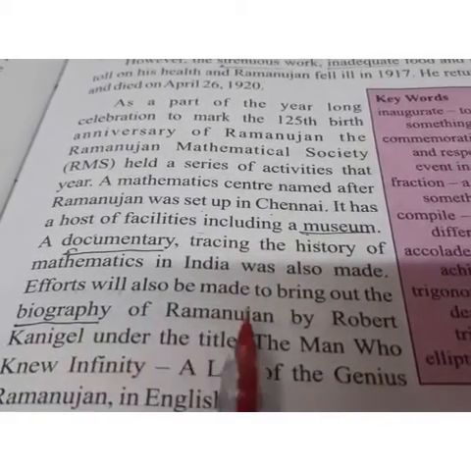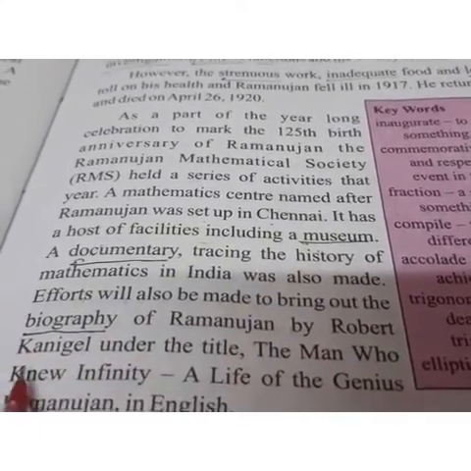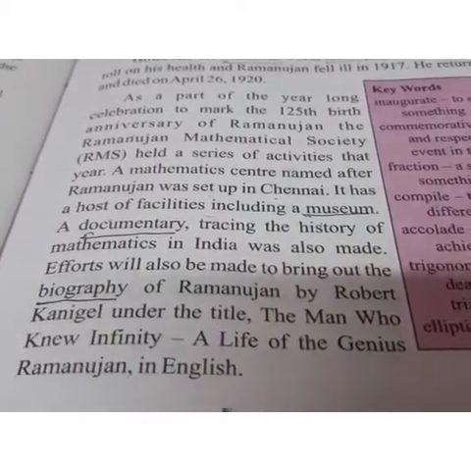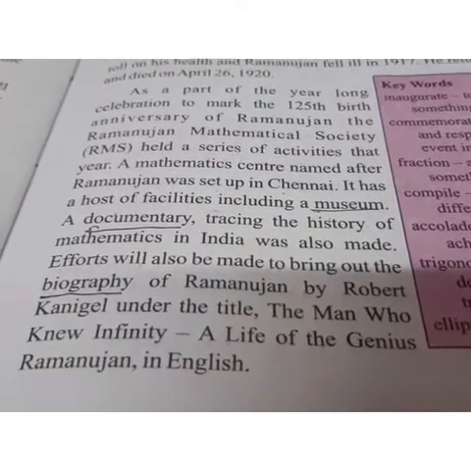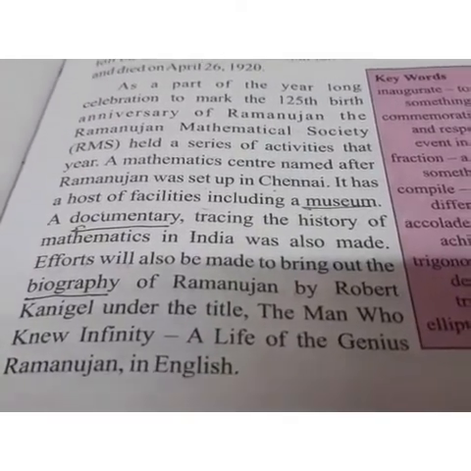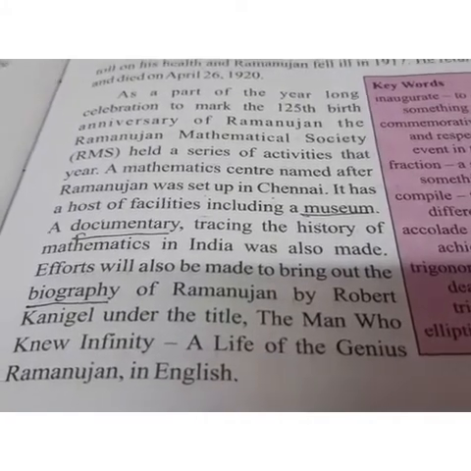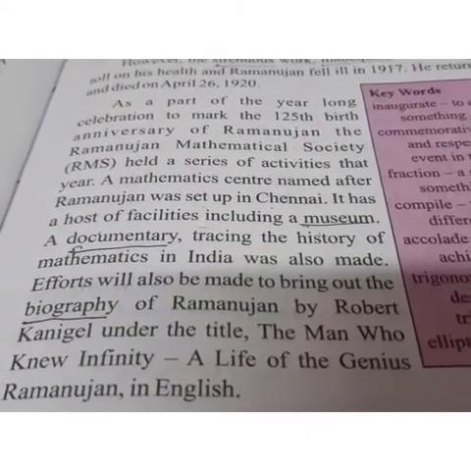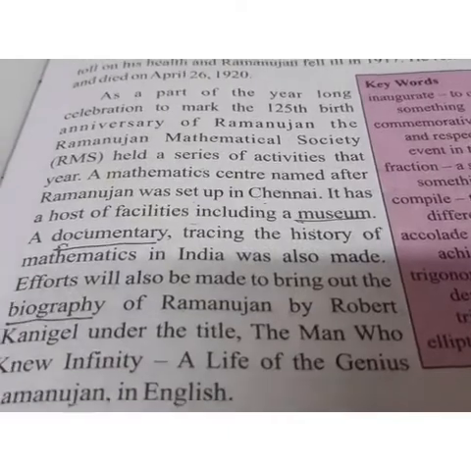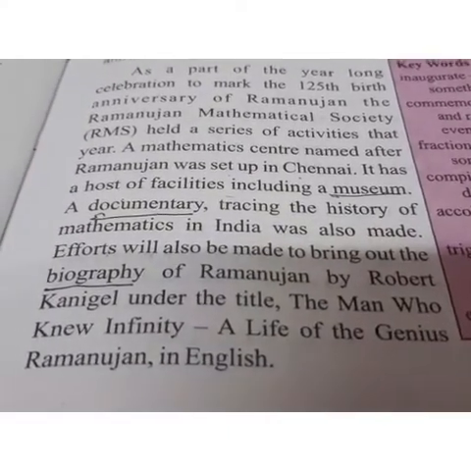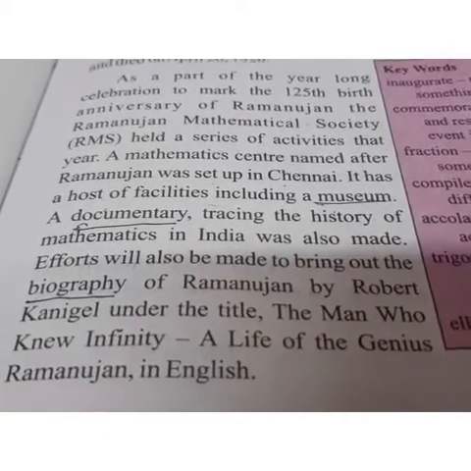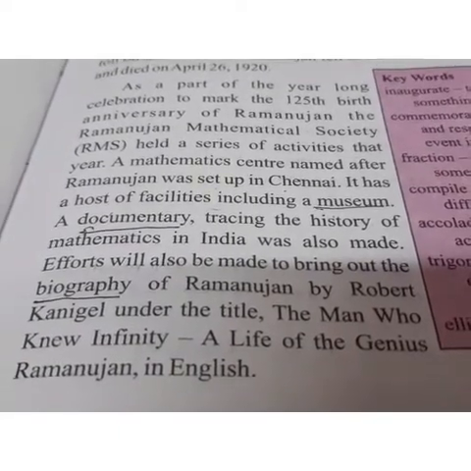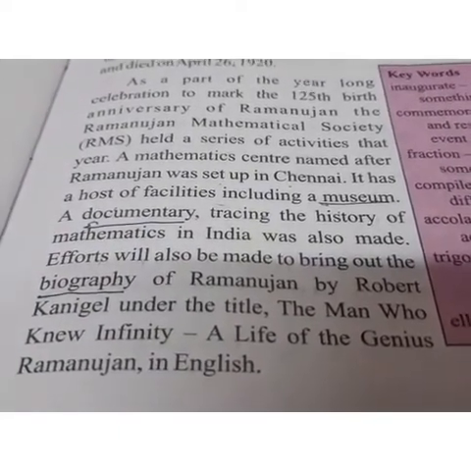Efforts will also be made to bring out the biography of Ramanuj by Robert Kanigel under the title The Man Who Knew Infinity, A Life of the Genius Ramanuj in English. Now, there are efforts also being made to get the biography. मतलब कि पूरा उनका जो लाइफ कैसा था उस लाइफ के ऊपर जो पूरा लिखा जाता है that is called the biography. Autobiography मतलब खुद ही अपनी लाइफ के बारे में लिखना that is called autobiography, and biography means किसी भी पर्सन के पूरे लाइफ के बारे में जब हमको कोई जानकारी मिलती है that is called the biography. तो उनके ऊपर एक बायोग्राफी भी लिखने की कोशिश की जा रही है by Robert Kanigel, जिसका टाइटल है The Man Who Knew Infinity, A Life of the Genius. This is the title of the biography in English.